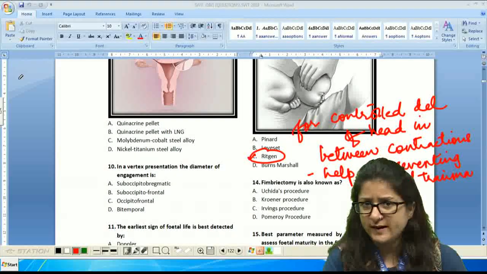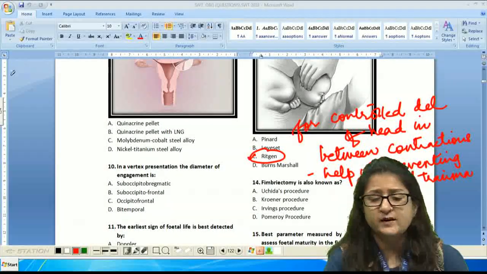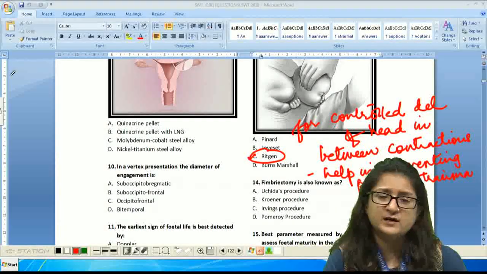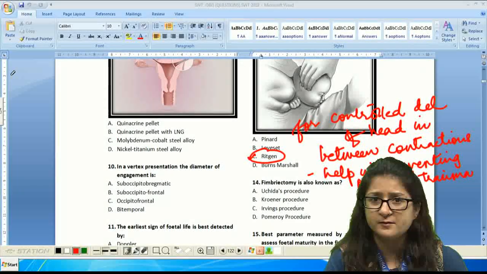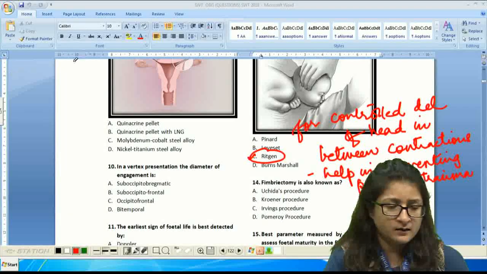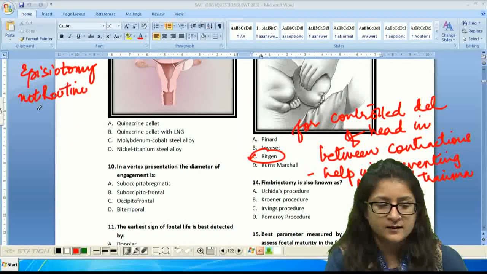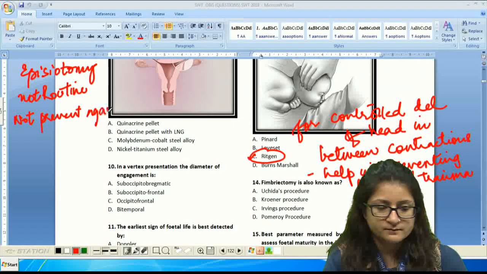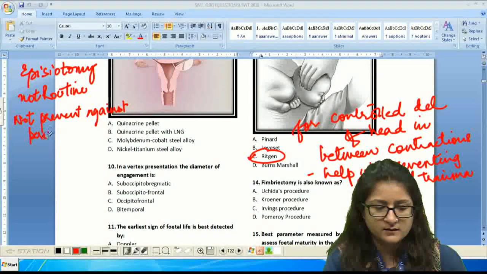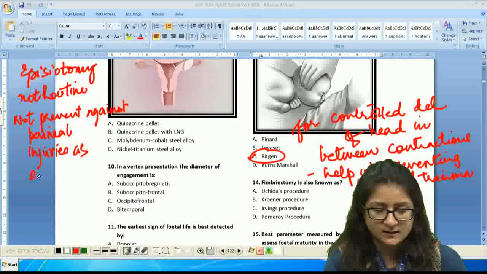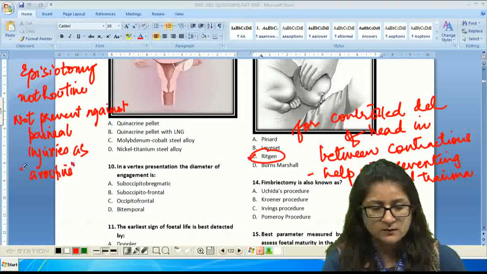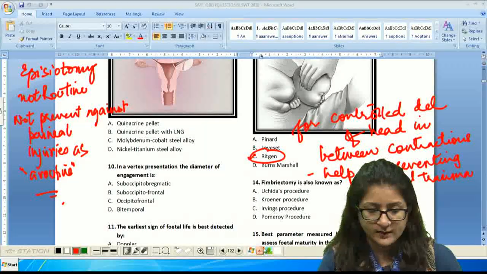what does not prevent against perineal trauma. So against perineal injury, the answer to that question is episiotomy. Okay, so episiotomy is not a routine, and it does not prevent perineal injuries as a routine. Okay, so that is the important point here.